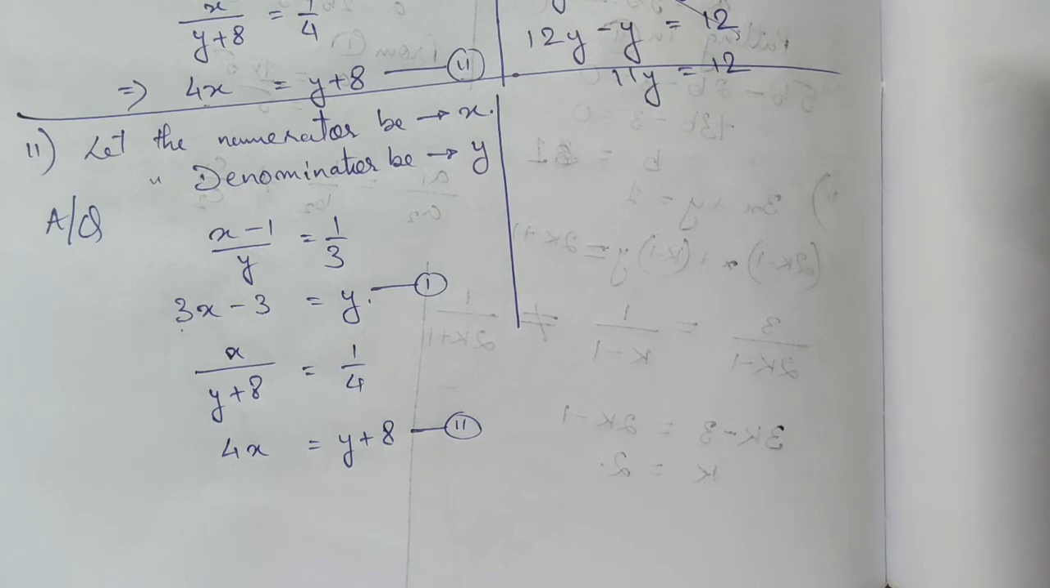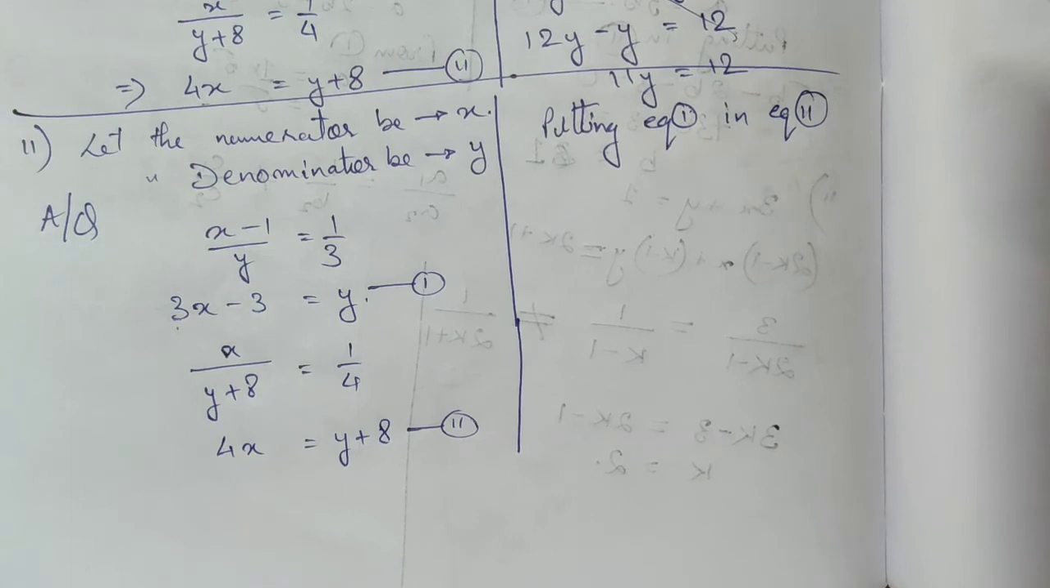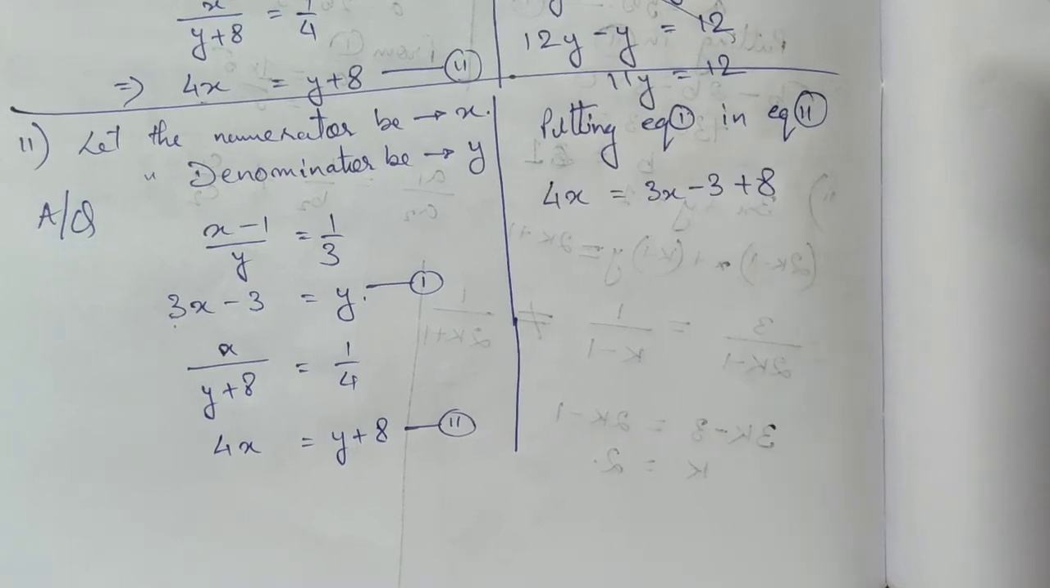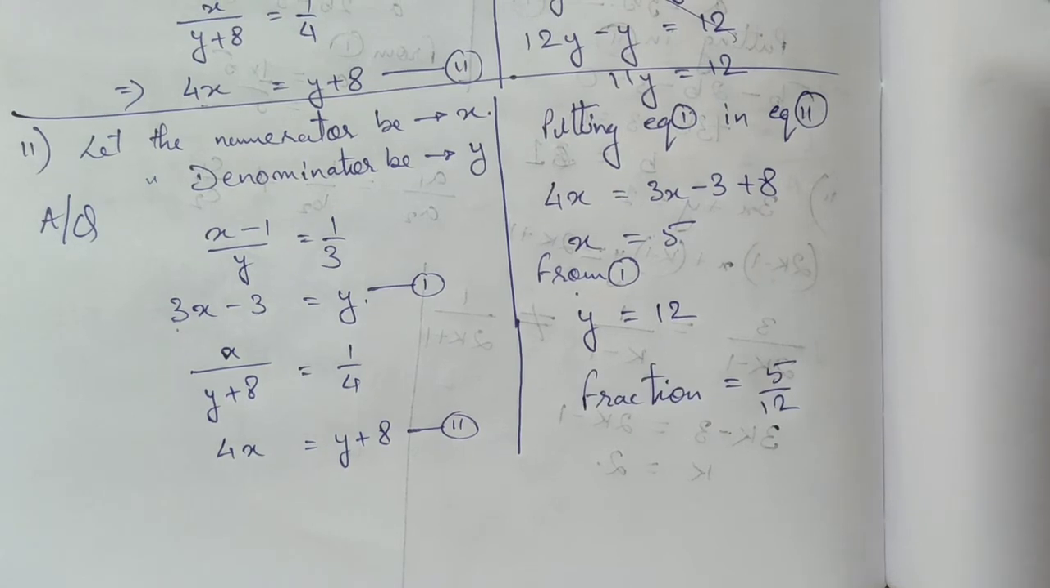Of course, we can use all of the 4 methods, but substitution and elimination are the best methods to solve these kinds of questions. I'll be explaining that. First, let me solve this part. Putting the first equation in the second equation, we will get this. Okay, now we can find the value of x, that is 5, and from 1, y is equal to 2. So our fraction is 5 by 12.